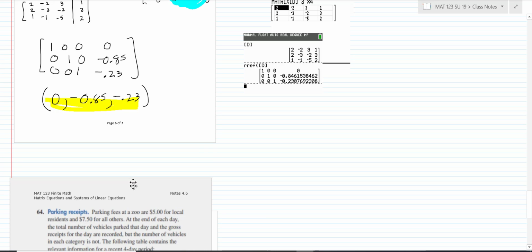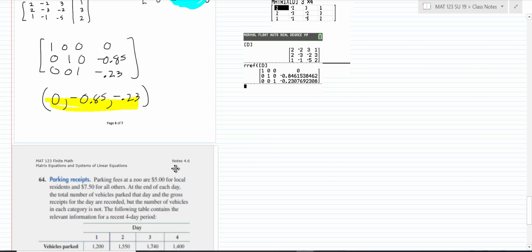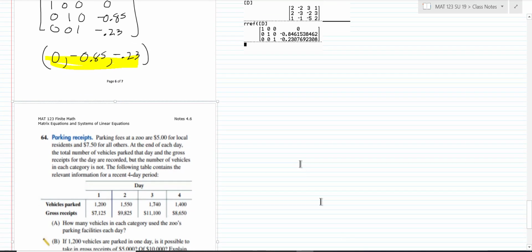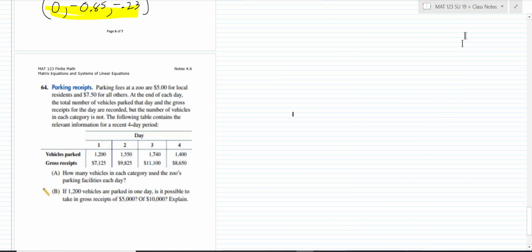Otherwise, I'm going to finish up with this last problem. I think the last problem will be a word problem. Okay, I have this number 64 in a second video, so I'm going to finish up this video here. All right.